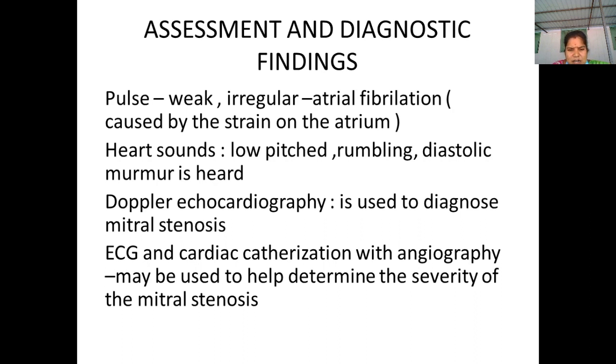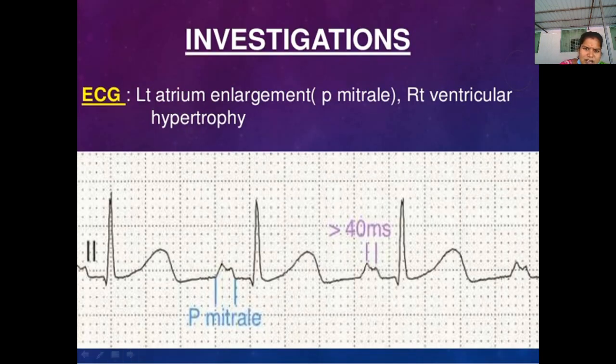And not only this, Doppler echocardiogram can be done to diagnose the mitral stenosis. ECG and cardiac catheterization with angiographic studies may help us determine the severity of the mitral stenosis. In the ECG, when you see the P wave, because the left atrium has been enlarged, the P wave gap can be seen, along with right ventricular hypertrophy.